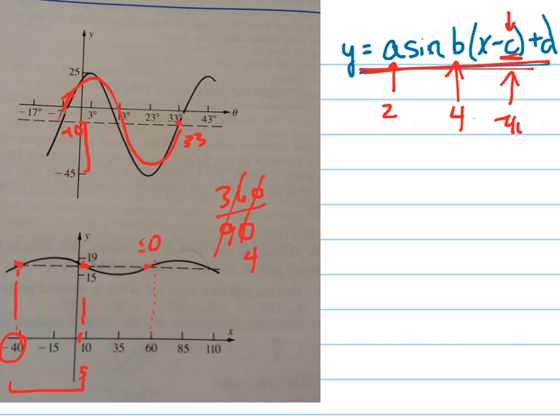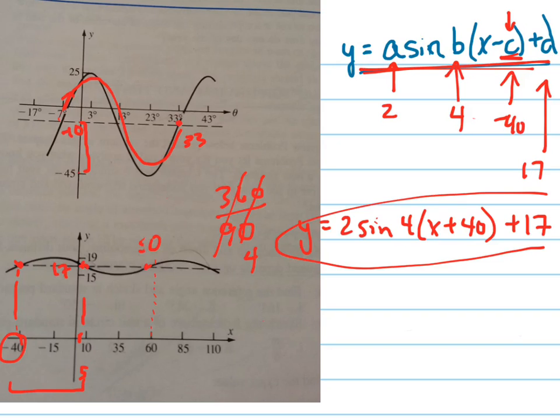And D, which is the vertical shift, goes all the way up right between 15 and 19. Remember, that's 2 away, so it's 17. So D is 17. Your equation would be y equals 2 sine of 4 times (x plus 40) plus 17. Remember, you're shifting left, so it's a positive. There's your answer.